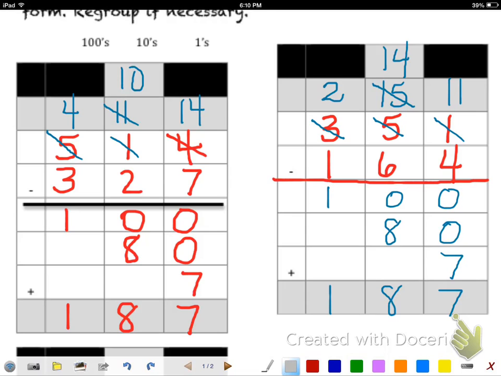But the most important thing that I want our students to understand is indeed the place value. How much is each number worth in each place value? That's the most important thing, which is the reason for this expanded form down here.